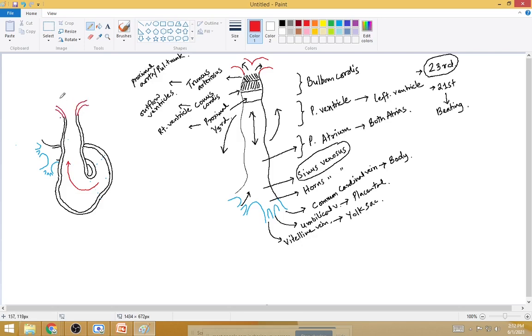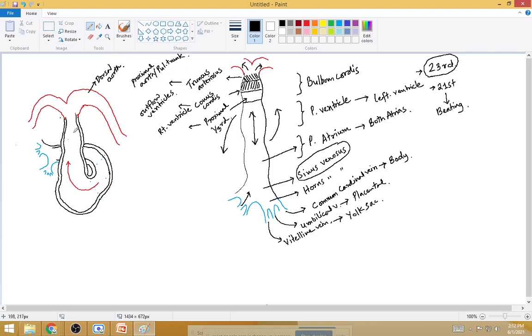From here, this will be where it is connected. These will be connected on either side with the two dorsal aorta. These are the dorsal aorta. This will form the further big vessels.